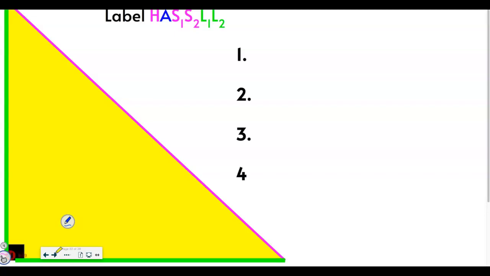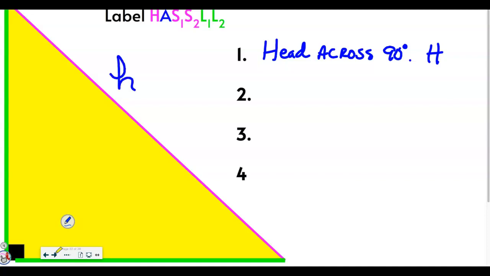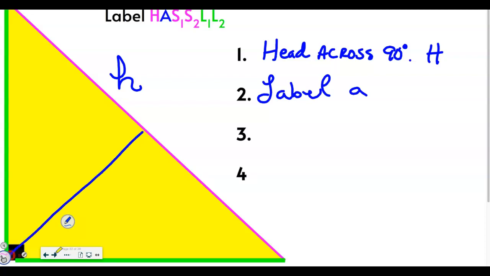So the first thing you have to do is head across from your 90-degree angle. And you're going to label it H. So in all of these, you're going to go, where's my big 90-degree angle? You're going to head across, and that whole side length is H. That's the first thing you're going to do. The second thing you're going to do is label the altitude. It will be drawn for you, but I'm going to draw it on this one. The altitude's going to head across and hit at a right angle. So inside here, you're going to call it A. You're going to do it in order. You're going to do the H, then the A.